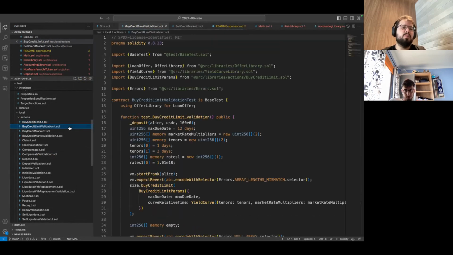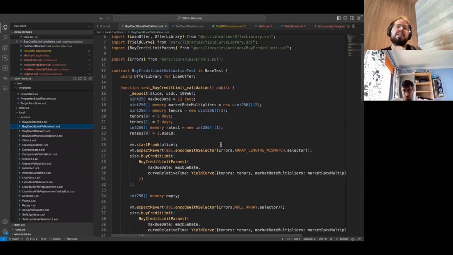And another thing that we did for this separation of tests was to put the input validation in a single file, which I think I regret. If I was doing this again, I would probably not do it this way, because I think input validation is also relevant for the context of the action that we're testing.